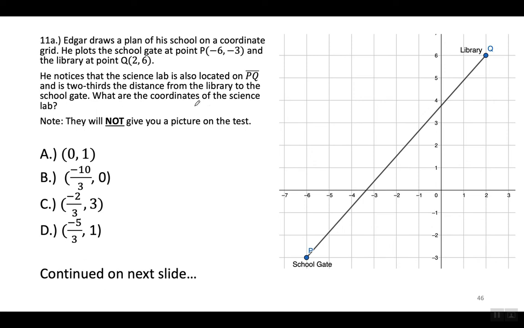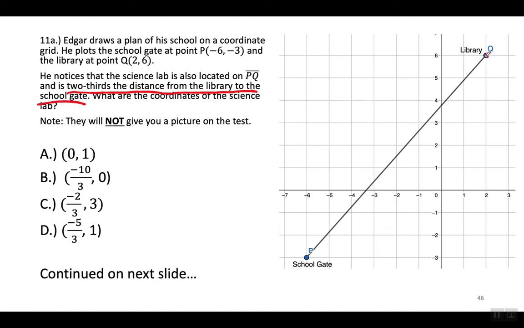He notices that the science lab is also located on segment PQ and is 2/3 the distance from the library to the school gate. Let me point out something right off the bat that they're trying to mess you up. 2/3 the distance from the library to the school gate. That means starting at the library, you're starting here and going down this way.